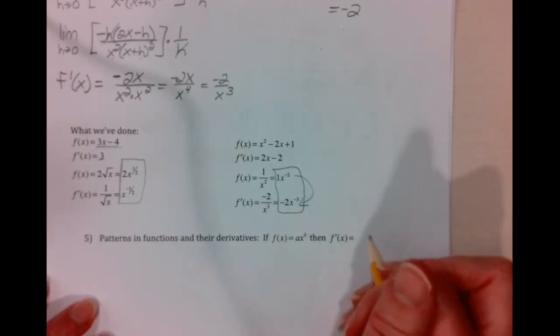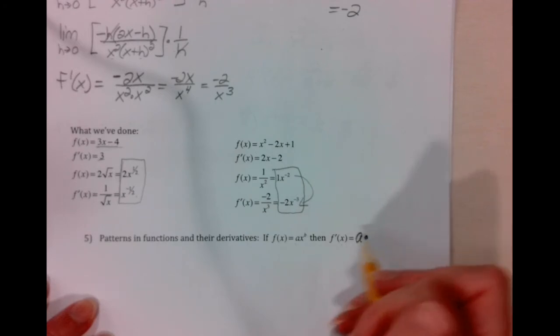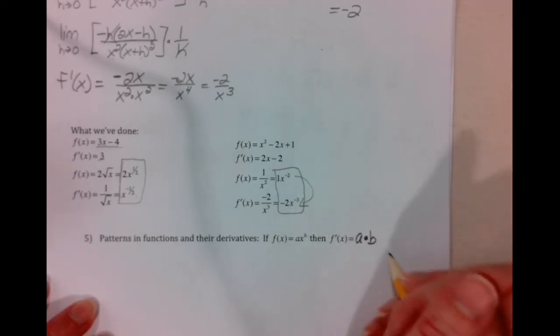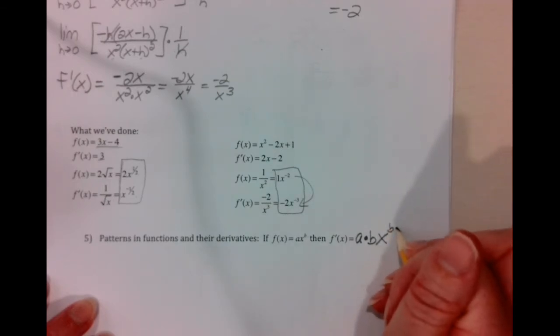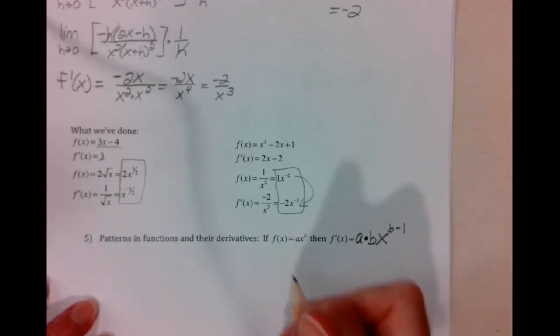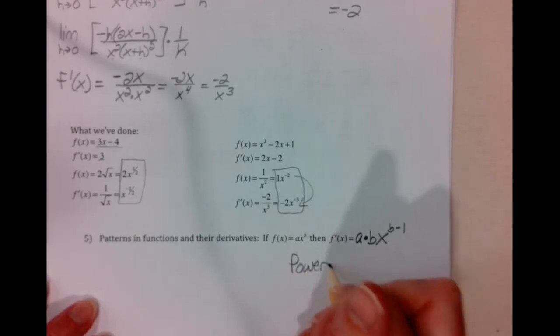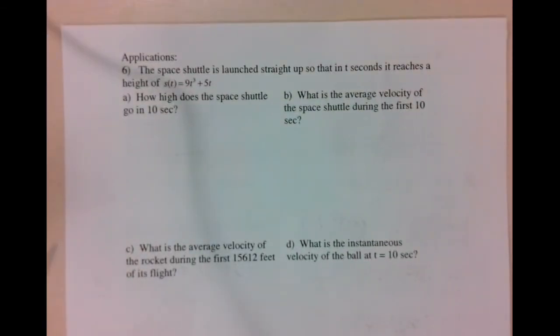Okay, you're back. Hopefully you came up with a, the coefficient in front, gets multiplied by the power of b. Then I have x, but now it's 1 degree less, so I say x to the b minus 1. This is what we call the power rule for derivatives. And then, how do we use it? Well, we're going to be using it in application problems.